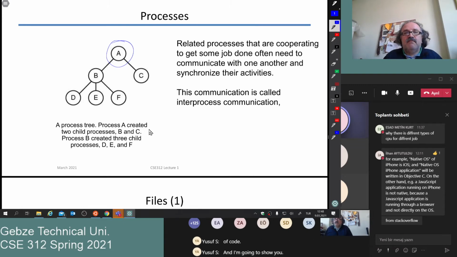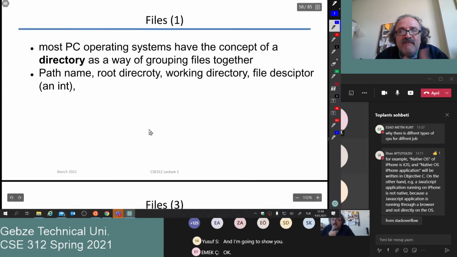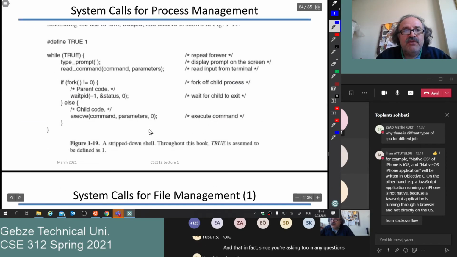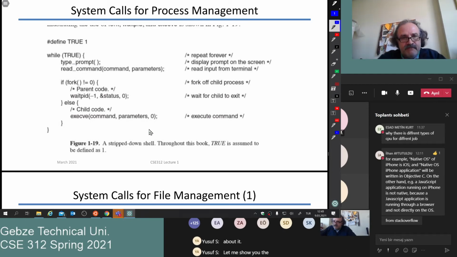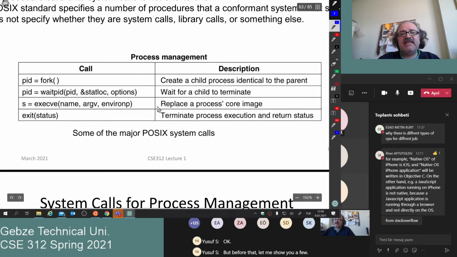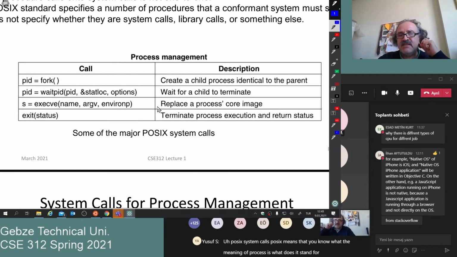In fact, since you are asking too many questions about it, let me show you the shell program. But before that, let me show you a few POSIX system calls. Do you know what POSIX stands for? Portable Operating System Interface for Unix.